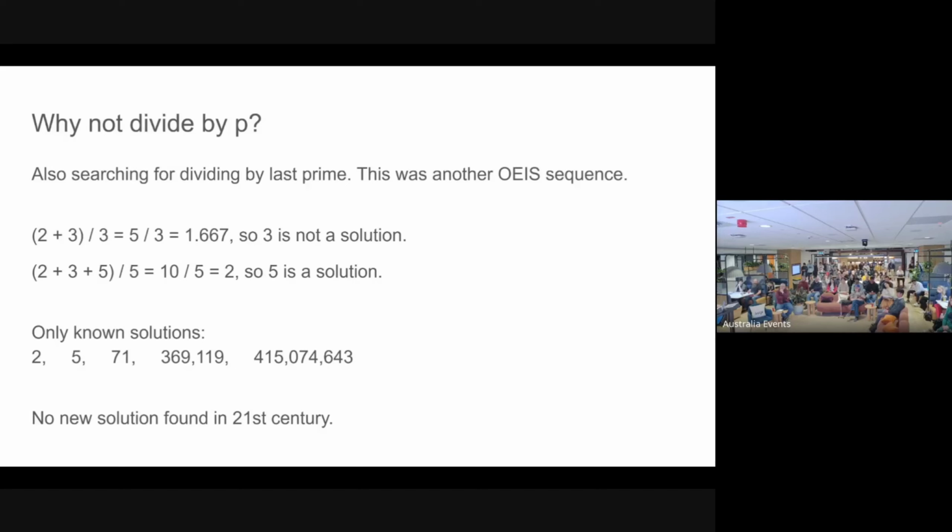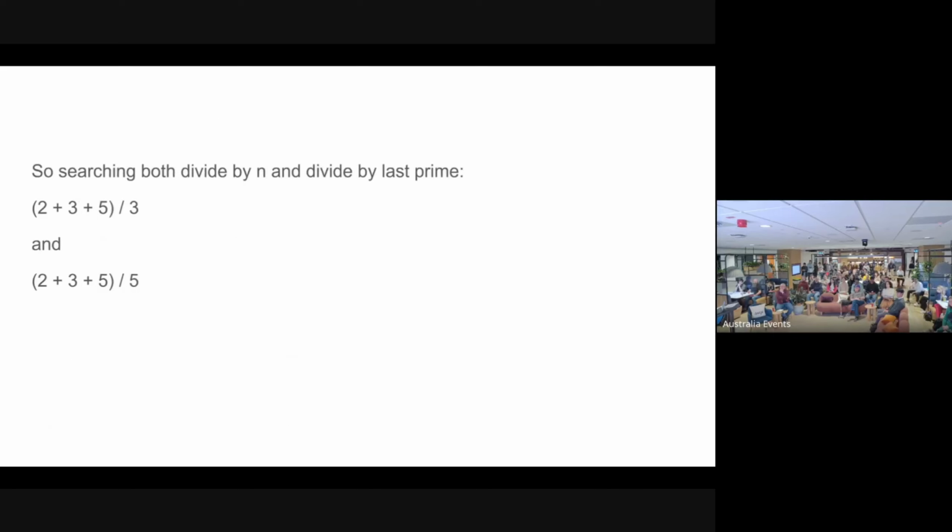So that is a solution. And the only known solutions for this one, there were only 5 known, and no solution had been found in the 21st century. It was quite a while ago that anyone had found a new one for this. So I started my search by doing both of these things, right? Take the sum, divide it by n, but also take the sum divided by the last prime.